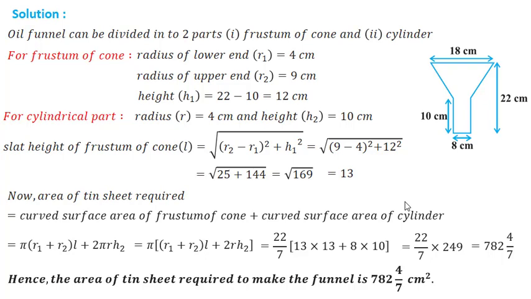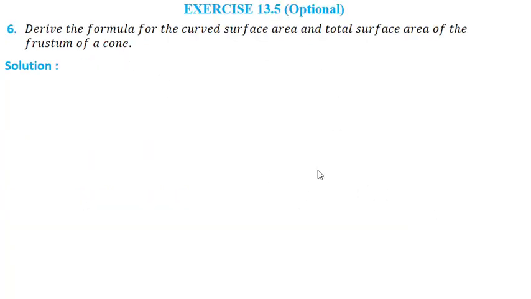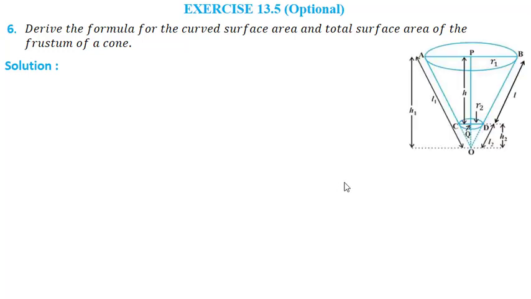Okay, so let us move to the sixth problem. We have to derive the formula for curved surface area and total surface area of the frustum of cone. We have already seen the formula for curved surface area. It is pi in bracket (R1 plus R2) into L, that we have to derive.